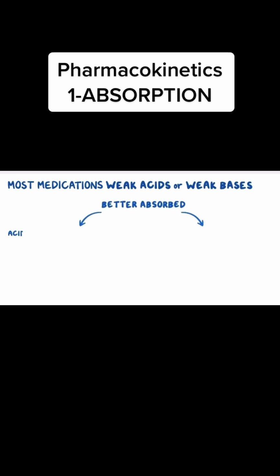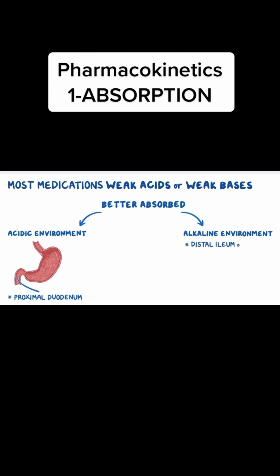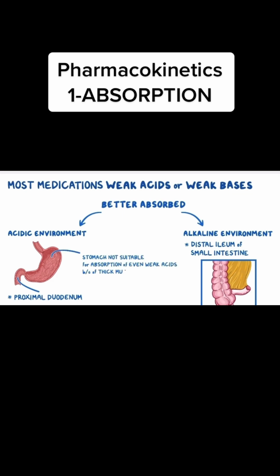Okay, so most medications are either weak acids or weak bases. Weakly acidic medications will be better absorbed in an acidic environment, like the proximal duodenum, while weakly basic medications are more likely to get absorbed in an alkaline environment, like the distal ileum of the small intestine. Note that even though the stomach is acidic, it is not suitable for the absorption of even weak acids, mainly because of its thick mucus layer.